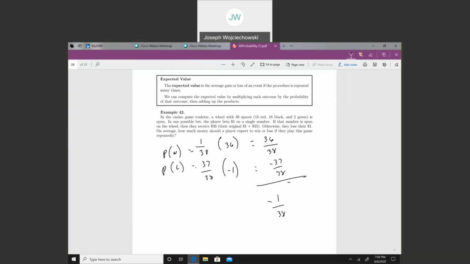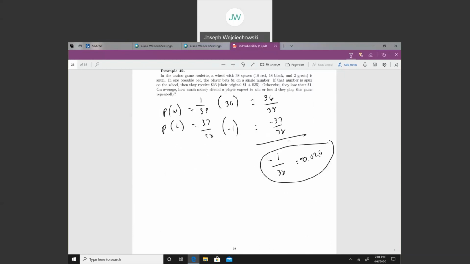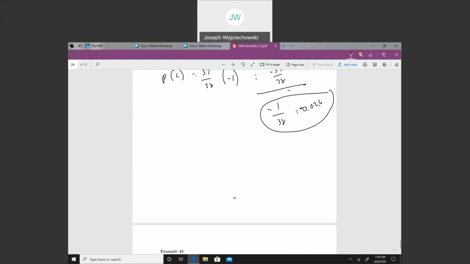Which, if we figure that, 1 divided by 38, how much do we get? Roughly 0.026. So basically 2.6 cents, and that's a negative. So now you see why casinos have all that glass. The games are rigged for you to lose over time. And how many people play roulette? 2.5 cents times hundreds of thousands of people can be a lot of money in a short period of time.